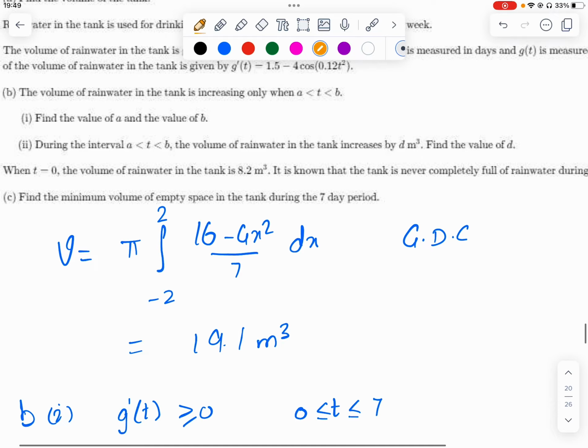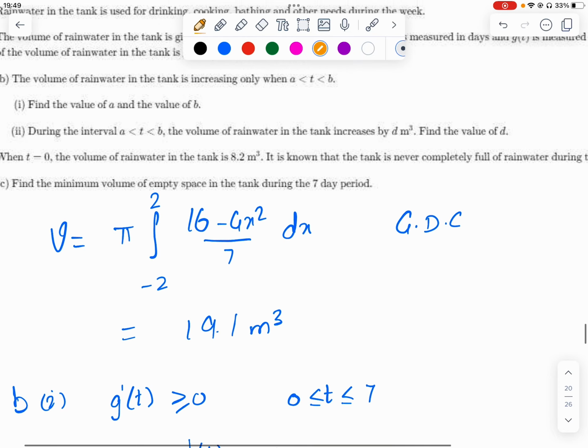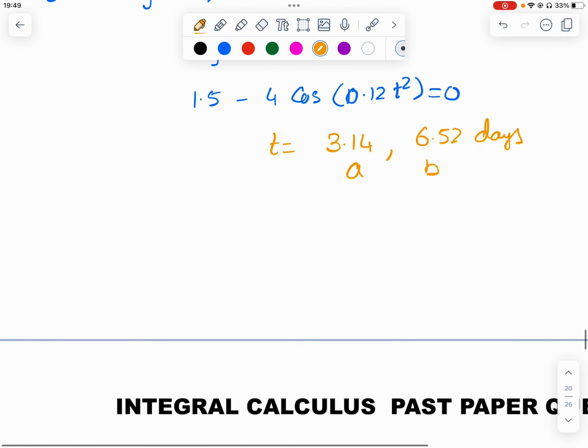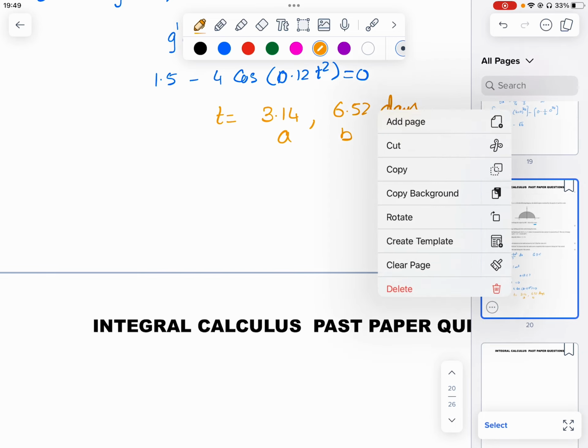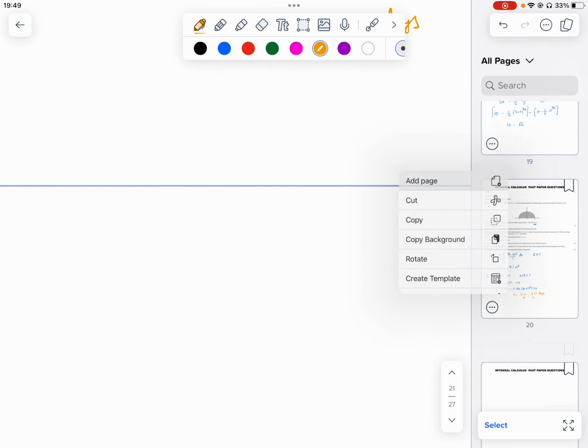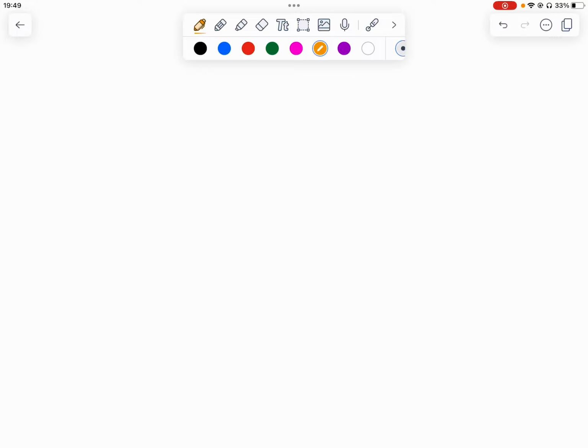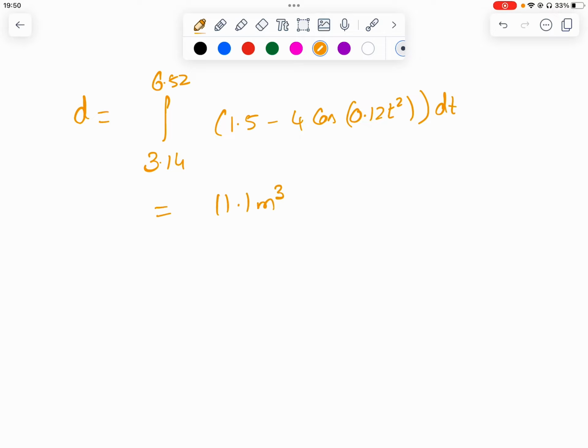During the interval a to b, the volume of the rainwater increases by d meter cube. Find the value of d. So he's asking us to find the value of d. So d equals the integral from 3.14 to 6.52 of 1.5 minus 4 times cos of 0.12 t square dt. Find it by GDC, it's going to be 11.1 meter cube.